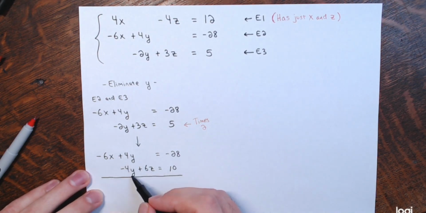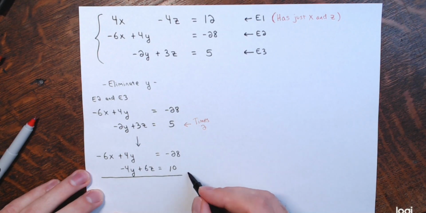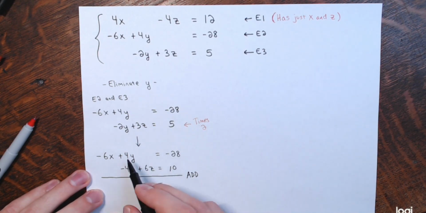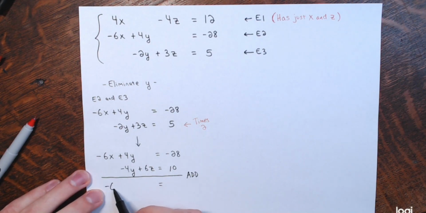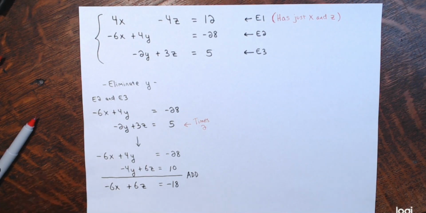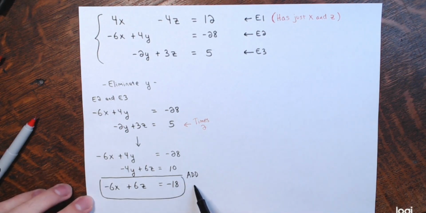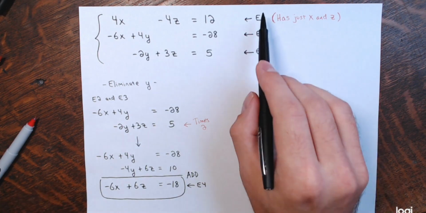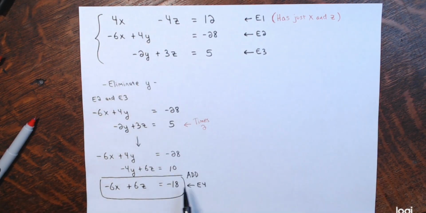Now the coefficients of y are opposites, so when I add the equations together to create a new equation, the y's are eliminated, and I have negative 6x plus 6z equals negative 18. Negative 28 plus 10. Right, and this I'm going to call equation 4, E4. And notice that equation 1 and equation 4 now form a system with two equations and two variables.